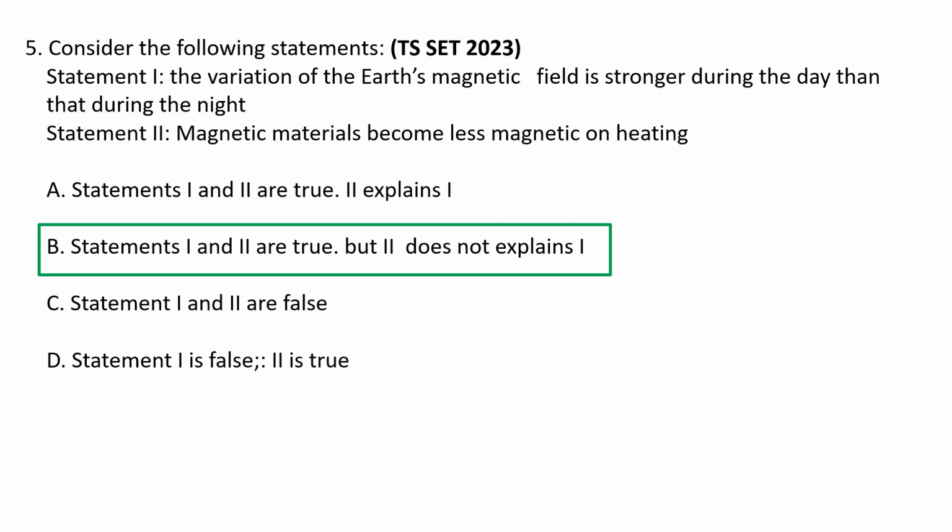Statement 1, the variation of the Earth's magnetic field is stronger during the day than during the night, is correct. Statement 2 is also correct: magnetic materials become less magnetic on heating. But statement 2 does not explain the variation of the Earth's magnetic field. That means it is not related to statement 1. So B is the correct option.